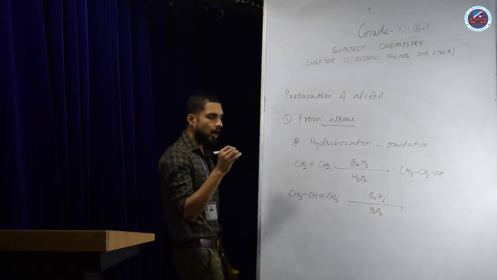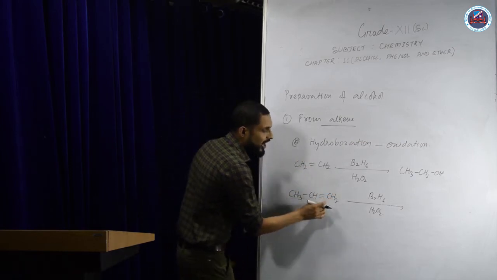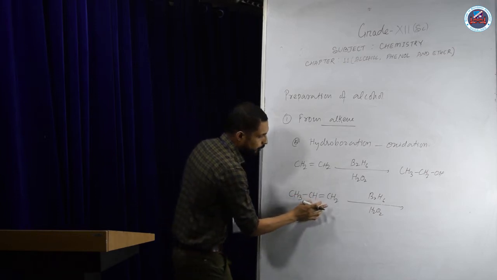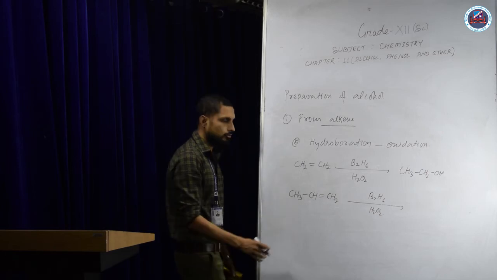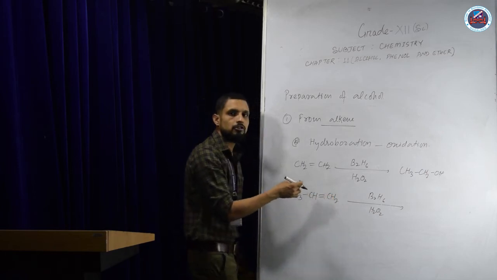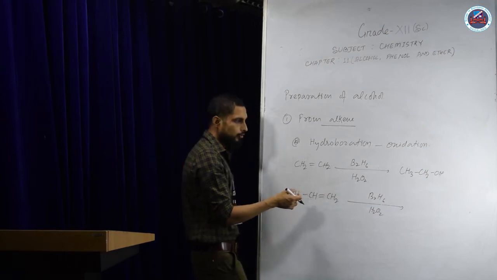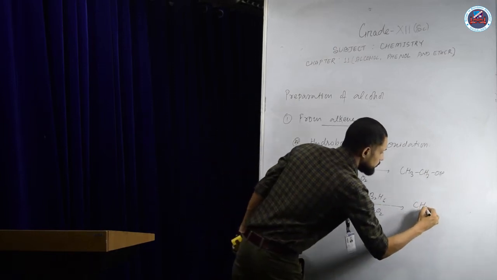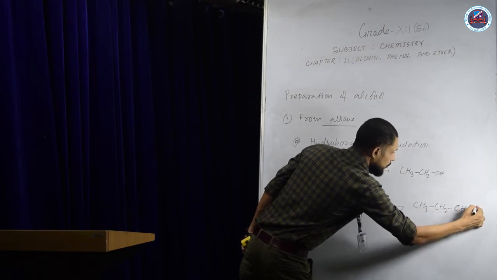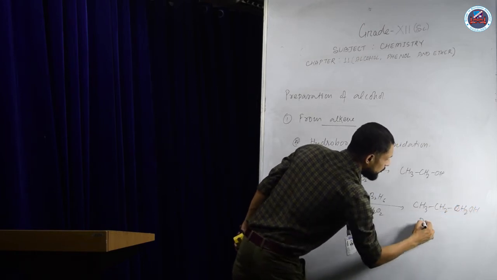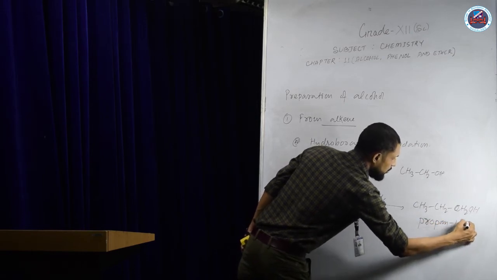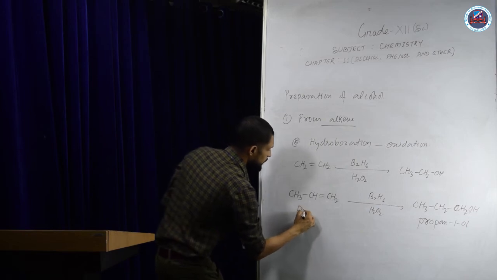the negative part will be added to the carbon having more number of hydrogen atoms. So you have CH double bond CH2. So this carbon has more number of hydrogen. So this will get the negative part, that is OH. So we'll get this product, CH3, CH2, CH2, OH. And the name of this compound is propan-1-ol.